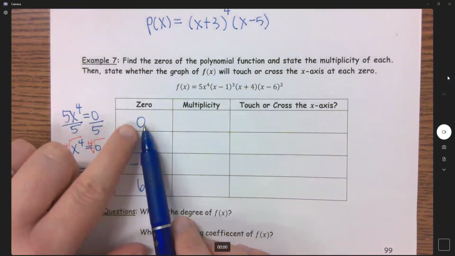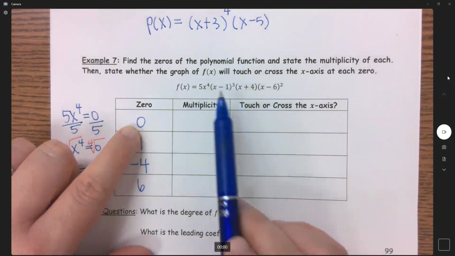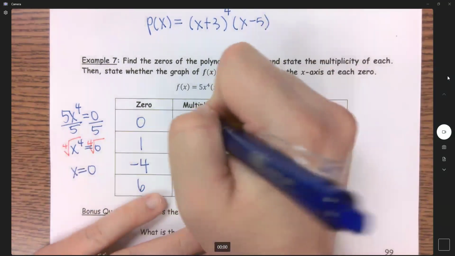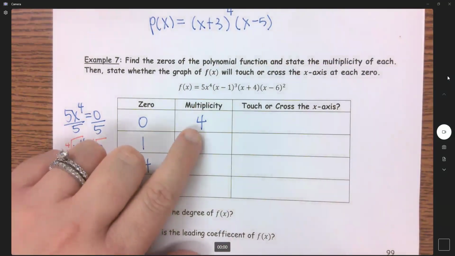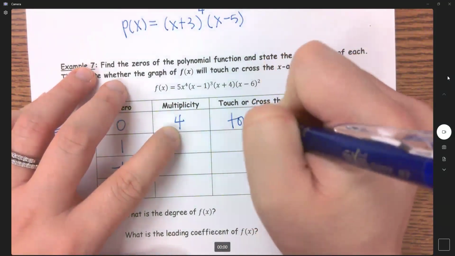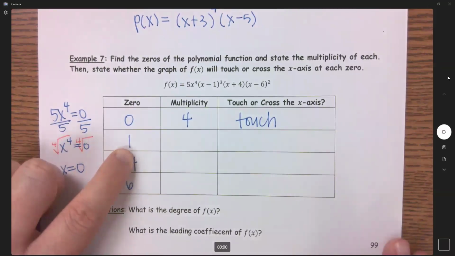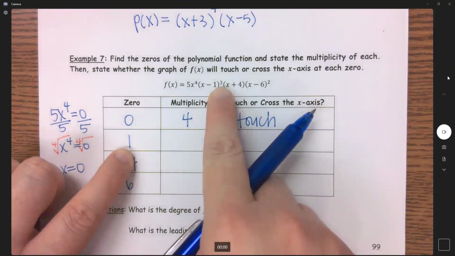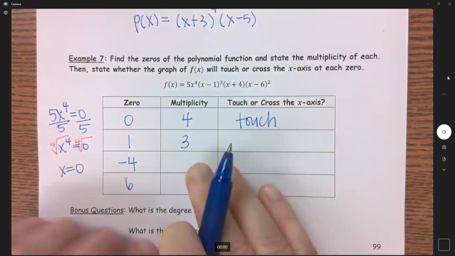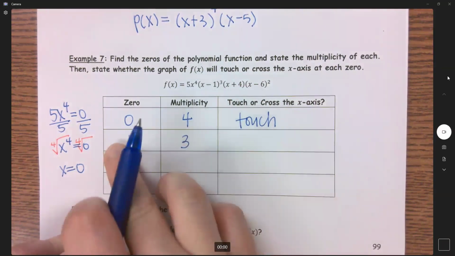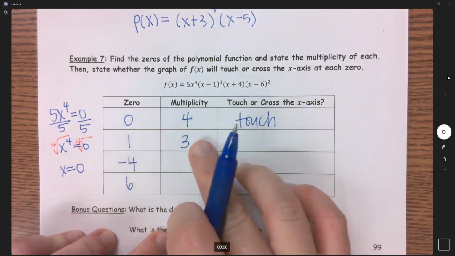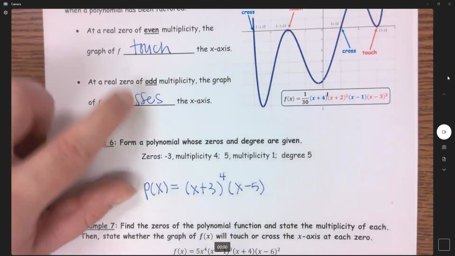So when I have a 0 of 0, we had an x to the 4th. So its multiplicity, that exponent, is 4. So because I have an even multiplicity, it means it touches the x-axis. When I have a 0 of 1, we have a multiplicity of 3. Because my multiplicity is odd, not my 0, I don't care about the 0 being even or odd, but because the multiplicity is odd, odd means it crosses.